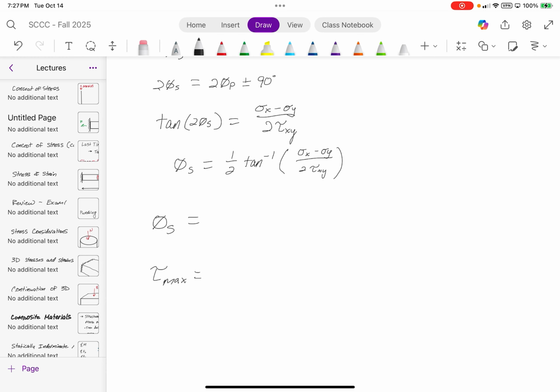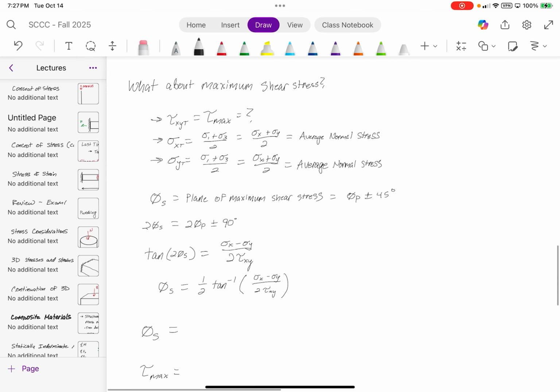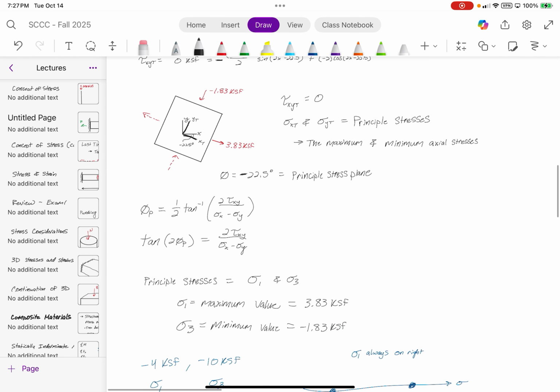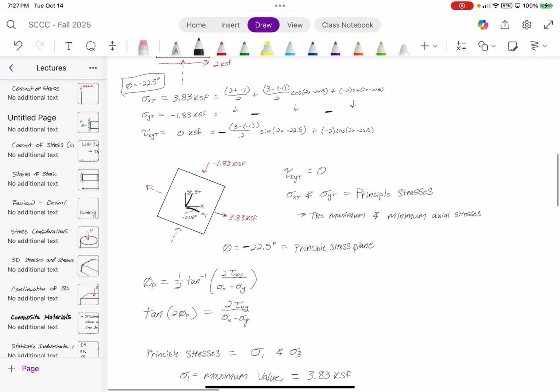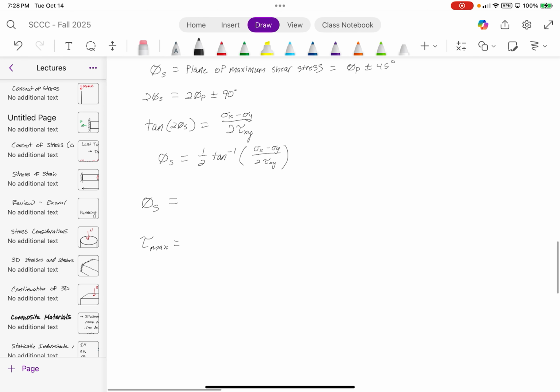Which was the formula for tau max? For tau max, there is no equation. Wouldn't it just be 0? Not quite, no. It can't be 0 because the maximum shear, the applied shear stress, was 2 KSF. It's only 0 for when we have a principal stress plane.